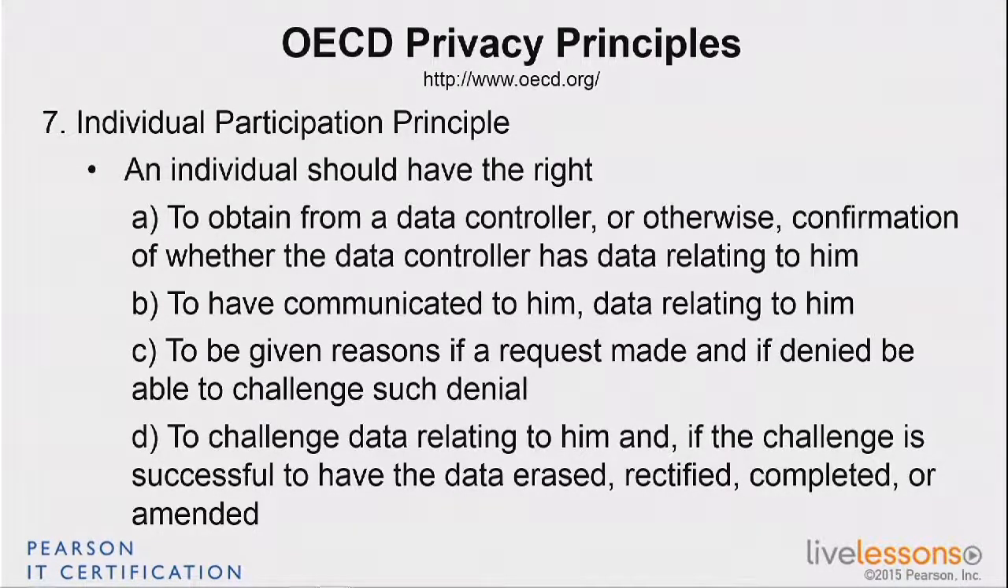And lastly, D is to challenge data related to him or her, and if the challenge is successful, to have the data erased, rectified, completed, or amended. So we ask for information, we get it, they provide it back, assuming that they haven't challenged us. We look at that data and we say that that data is either wrong, it needs to be changed, could be any kind of issues, and we either request that it's erased, rectified, completed, or amended, and that the subject should have the right to do that.